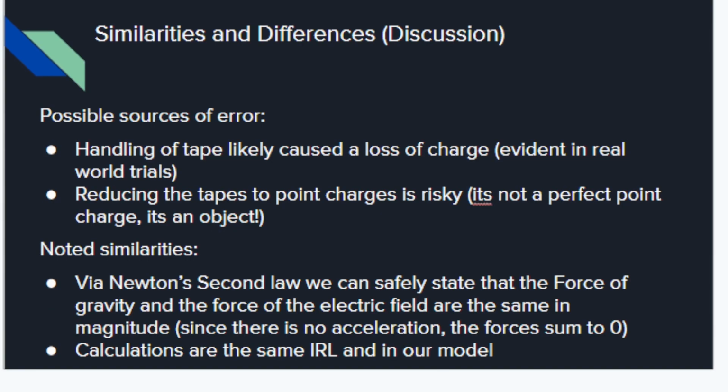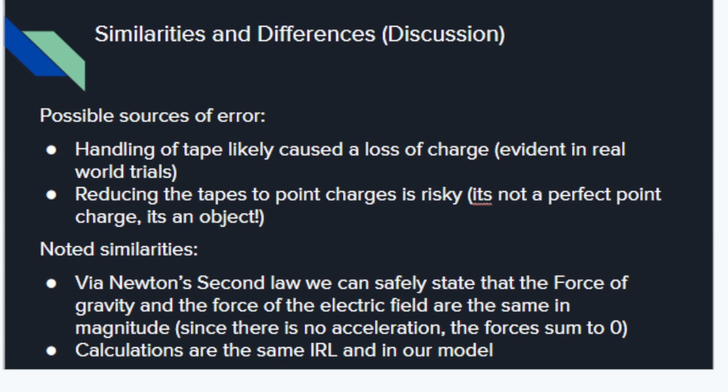As for possible sources of error, handling the tape likely caused a loss of charge, and reducing the tapes to point charges is risky. You see, these are complex objects, and the loss of charge is going to happen whenever you touch the tape with your hands. It's going to cause the tapes to return to stability. Noted similarities, however, are that Newton's second law was present both in our model and in our calculations.